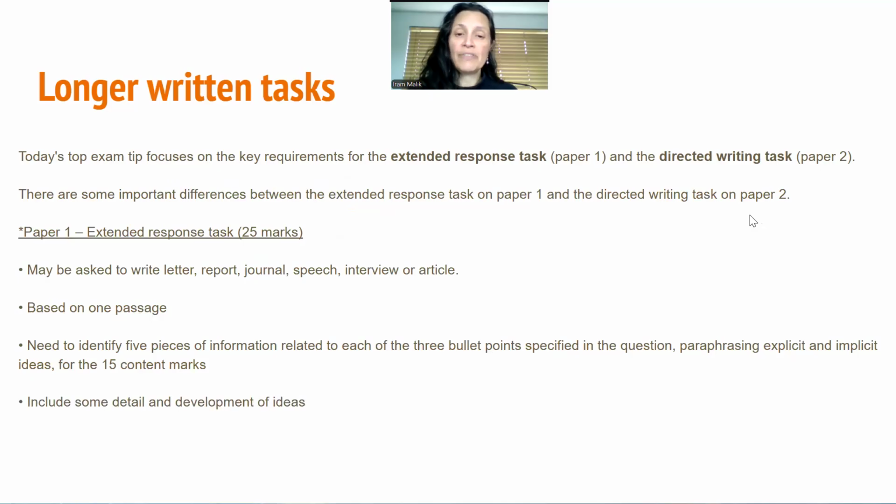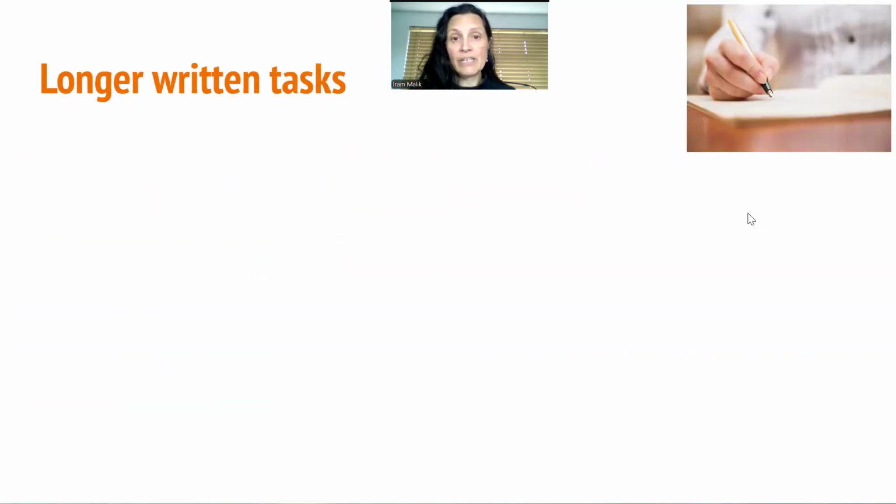You want to aim to include some detail and development of ideas as well. And don't forget that there are 10 marks available for quality of writing. So that's effective vocabulary and quality of expression. That's the extended response task.